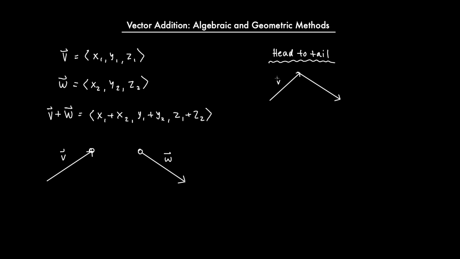So this is vector v, and this is vector w. Now I've connected the head of vector v to the tail of vector w. This will give me a resultant vector that is the sum of v and w. So we'll connect the tail of vector v to the head of vector w, like this. And this vector is v plus w.